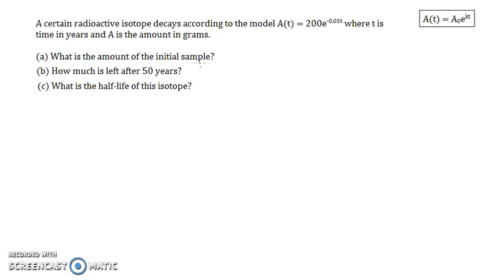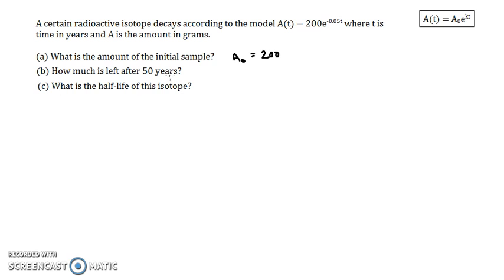A, what is the amount of the initial sample? How much do we start with? Okay, here's our standard setup. Remember that A naught is our initial amount. The number in front is our initial amount, so we don't even have to do any work for this one. We just have to remember that it's the number out front, and it's 200. Now, if you forget that, you can always plug in t equals 0 like we did last time, and you'll still get 200.